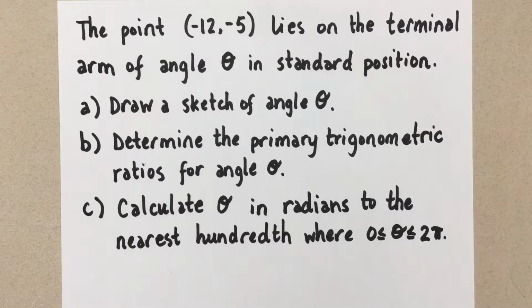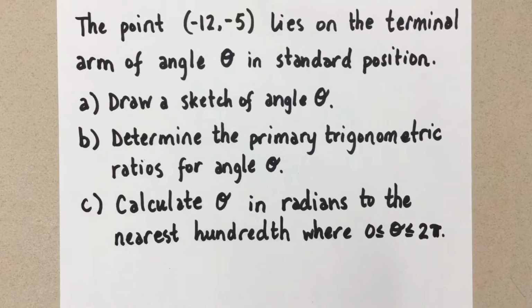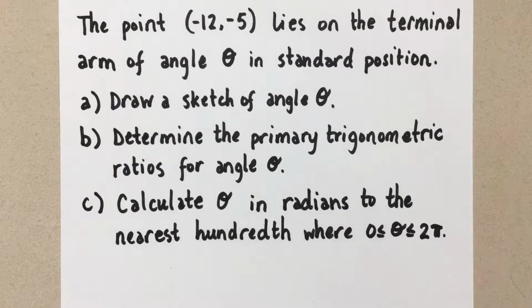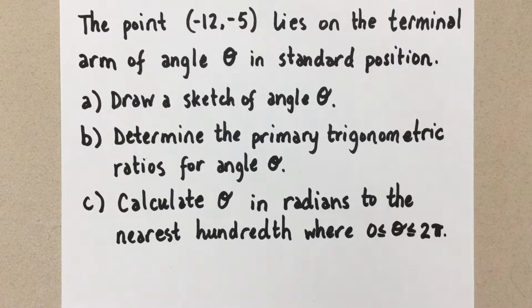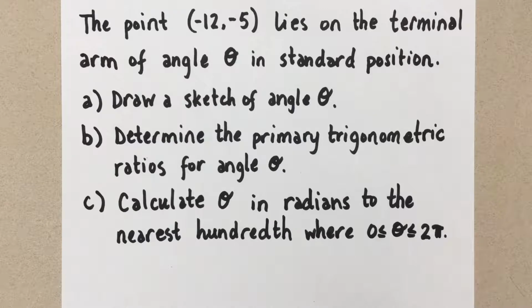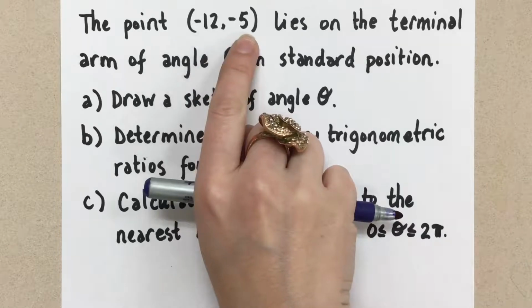We are looking at finding angles using trig ratios, but today we're going to do this in radians instead of degrees. So let's get started by reading the problem. The point -12, -5 lies on the terminal arm of an angle theta in standard position. So that means the principal angle arm is going to end at the point -12, -5.